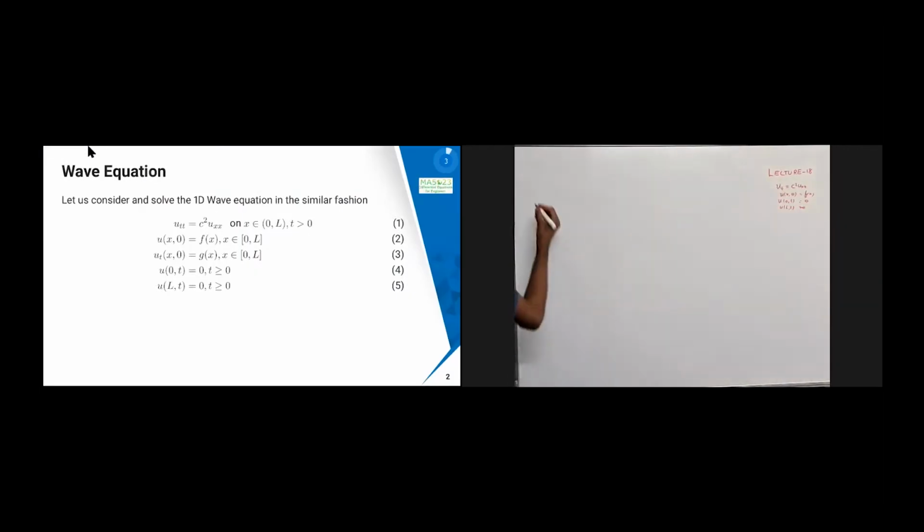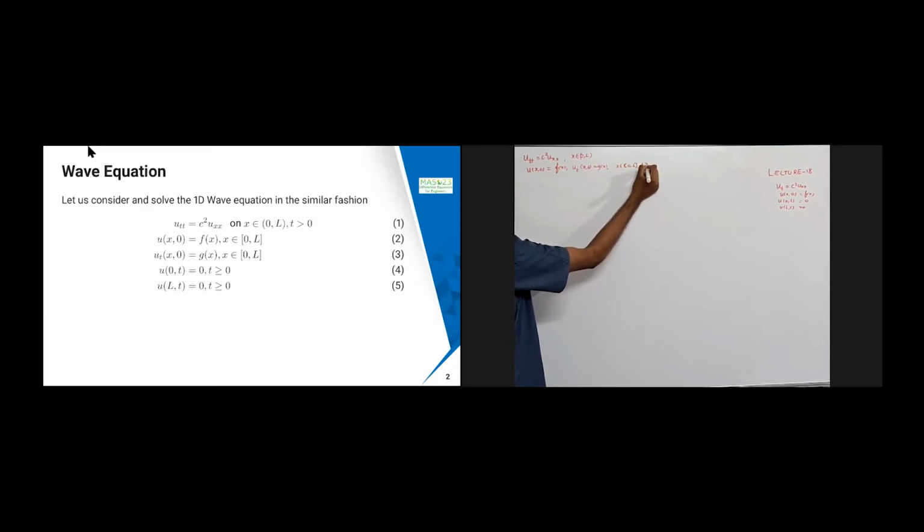The problem is: u_tt equal to c square u_xx, where the domain is x belongs to (0, l). Then I consider u(x,0) equal to f(x), and u_t(x,0) equal to g(x), where x belongs to the interval [0, l] and t is greater than or equal to 0.